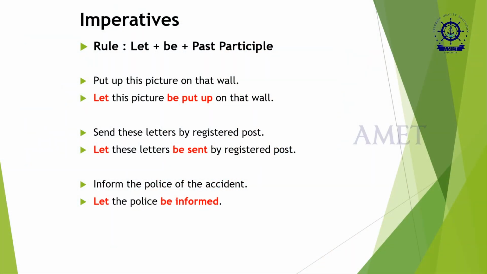So, let this picture be, then we have to use a verb. What is the verb here? Put up. The third form of put up is put up. So, we have to use the V3, that is the past participle, the same, put up. So, let this picture be put up on that wall. Okay. Let us see another example.